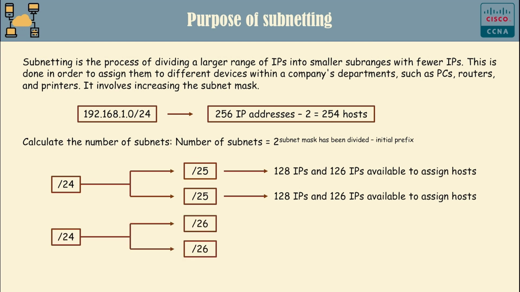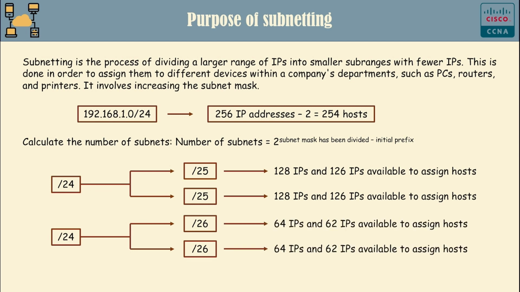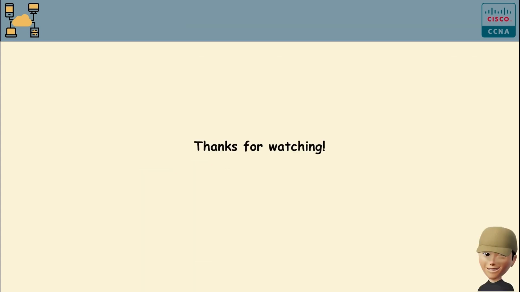Similarly, for dividing from /24 to /26, the number of subnets is calculated using the formula: the number of subnets equals 2 raised to the power of 26 minus 24, which simplifies to 2 raised to the power of 2, resulting in 4, so each subnet has 64 IPs and 62 IPs available to assign to hosts. That's all about the basic knowledge of subnetting.